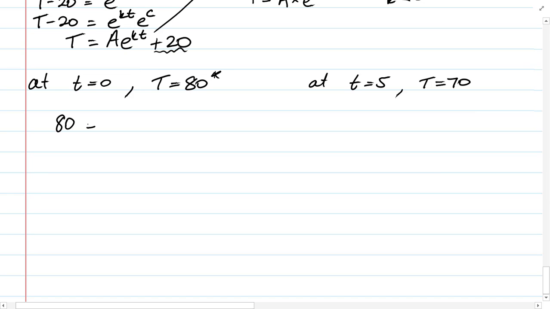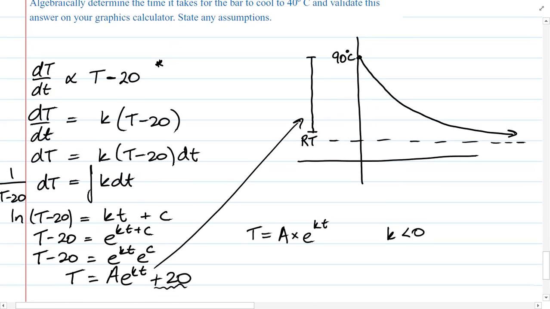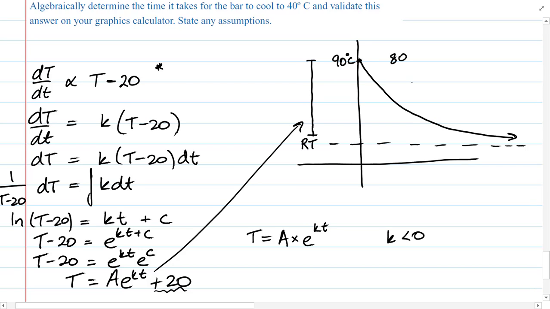And I get 80 is equal to a e to the k times 0 plus 20. And that means that 60 is equal to a times 1. e to the 0 is 1. So a is equal to 60. And that gives me capital T equals 60 e to the kt plus 20. And that 60 represents the difference between the initial temperature and room temperature. So that makes sense. That's our initial difference. In this case, we started at 80 and we went down to 20. That's a difference of 60.